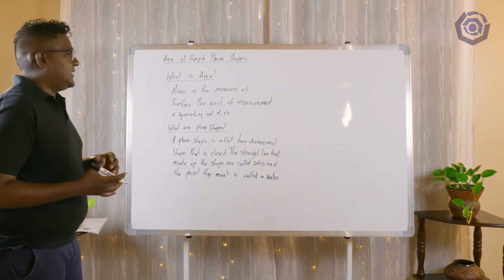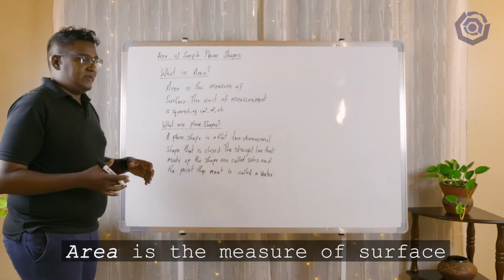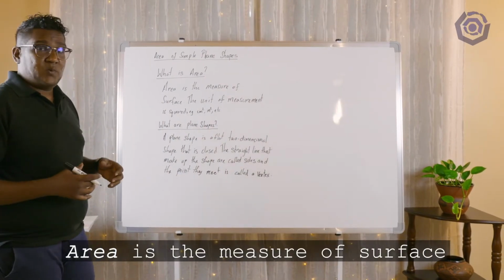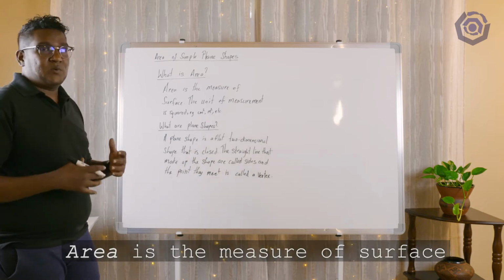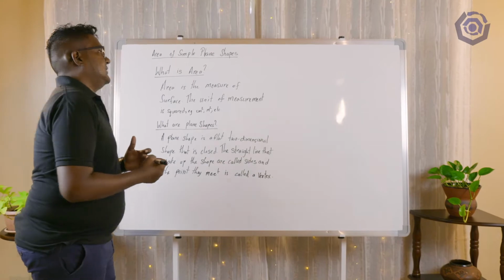So the first thing we have to look at is, what is area? Area is the measure of surface. The unit of measurement is squared. For example, you have cm squared, meter squared, etc. Now, the measure of surface, what does this mean?